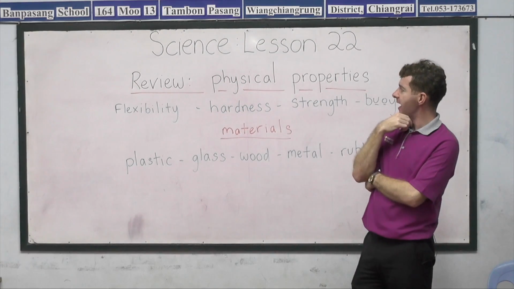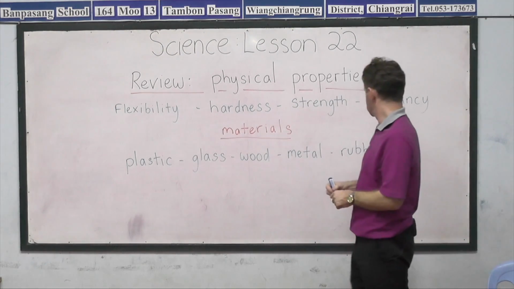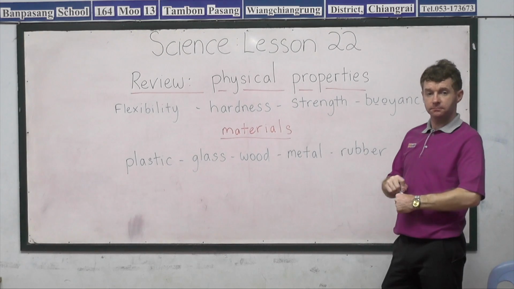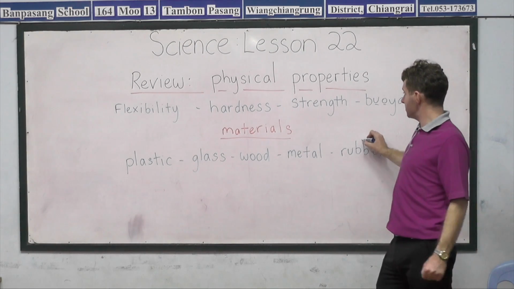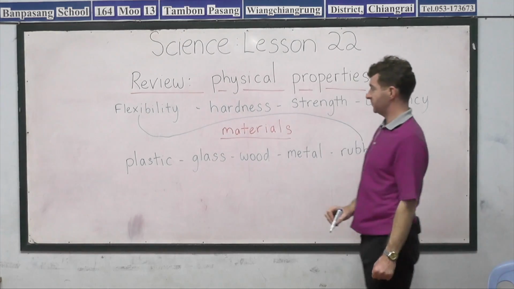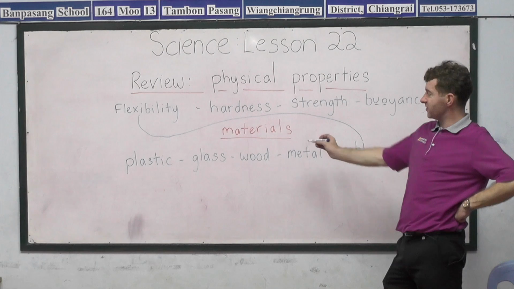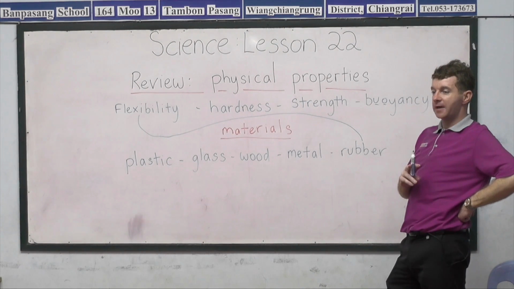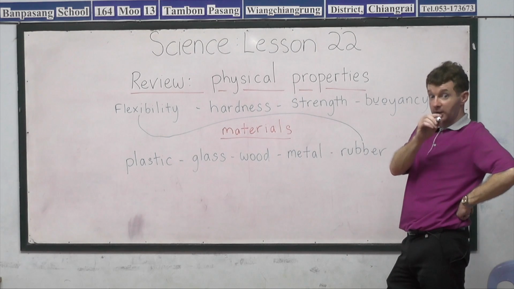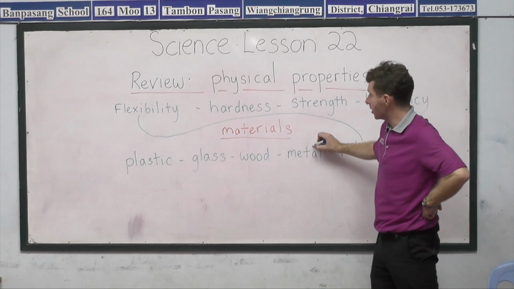What would you say is the best match flexibility-wise? Would you say rubber is flexible? Yes, we could match rubber with flexibility. How about hardness? What material do you think best describes hardness? Wood is one. We could use wood. Some plastic is hard, but metal. I think metal is the hardest.